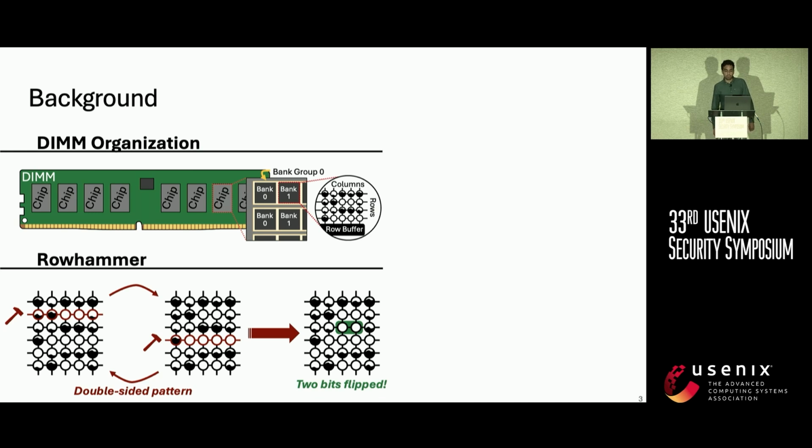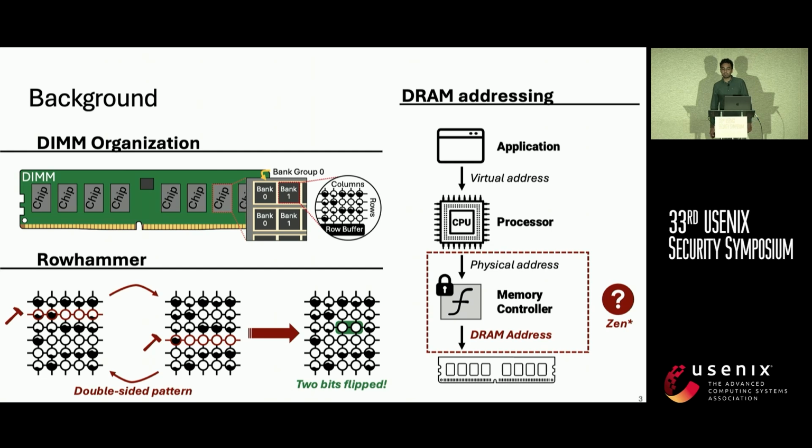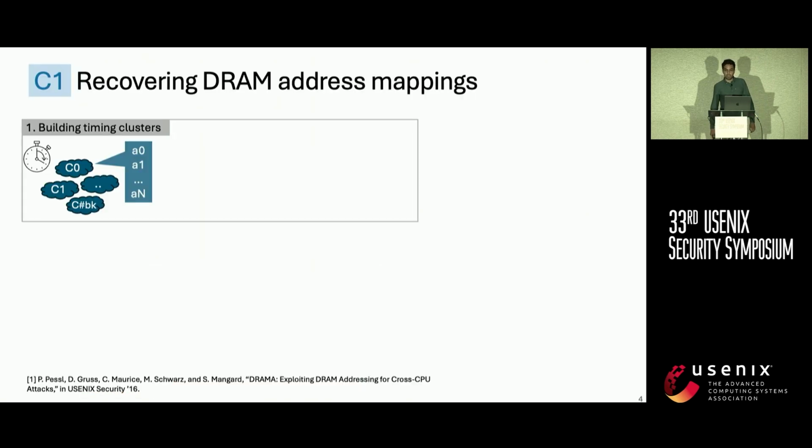To be able to mount Rowhammer attacks, you need to very precisely address specific rows. For that, you need to know the DRAM address mappings that are used by the memory controller to translate the physical address into the DRAM address. These mappings, however, are part of the in-CPU memory controller, and until now have not been reverse engineered for AMD Zen-based systems. This is the first challenge that we tackled: to reverse engineer the secret DRAM address mappings on Zen-based systems.